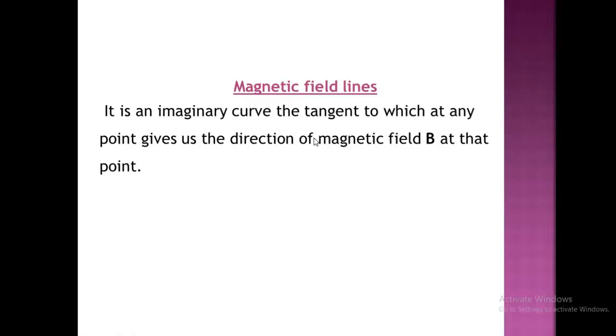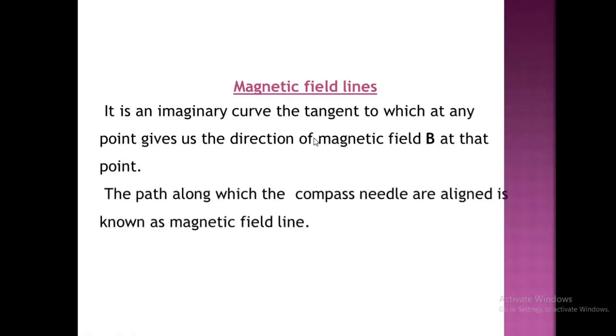If I take a compass needle, the compass needle has a magnetic needle inside it. So how is the magnetic needle moving? The movement of the magnetic needle can be traced out, and when we trace that, we get the magnetic field lines. So it's an imaginary curve. If I draw a tangent to that curve, we get the direction of the magnetic field. The path along which the compass needle is aligned is known as magnetic field lines.